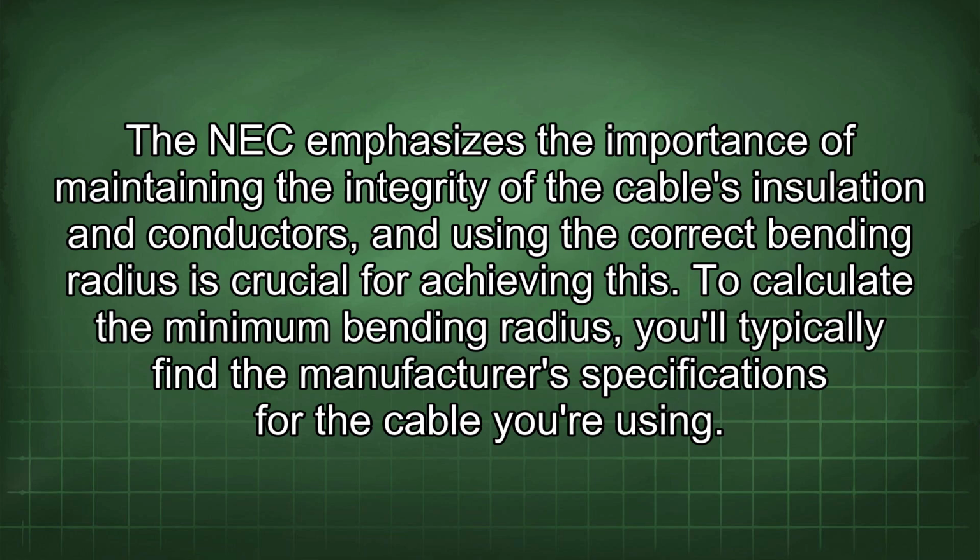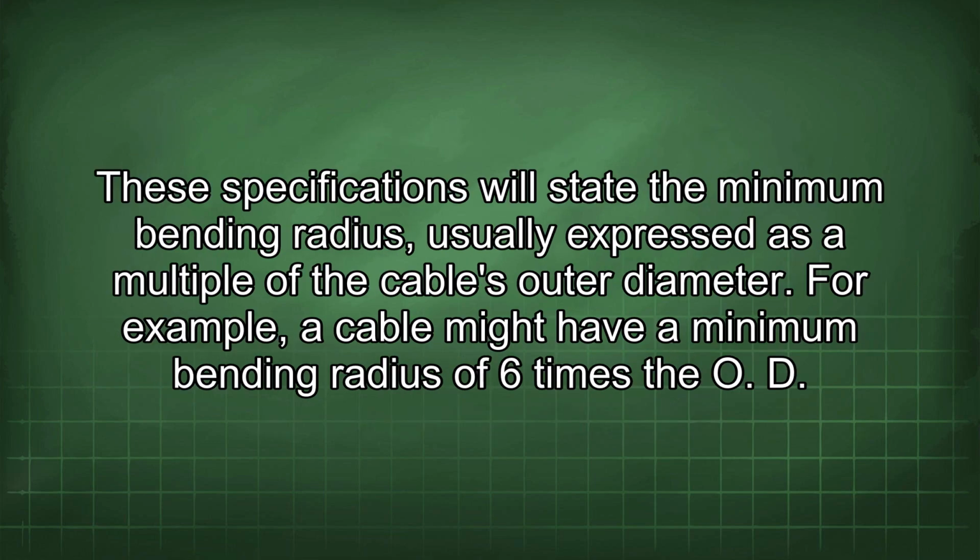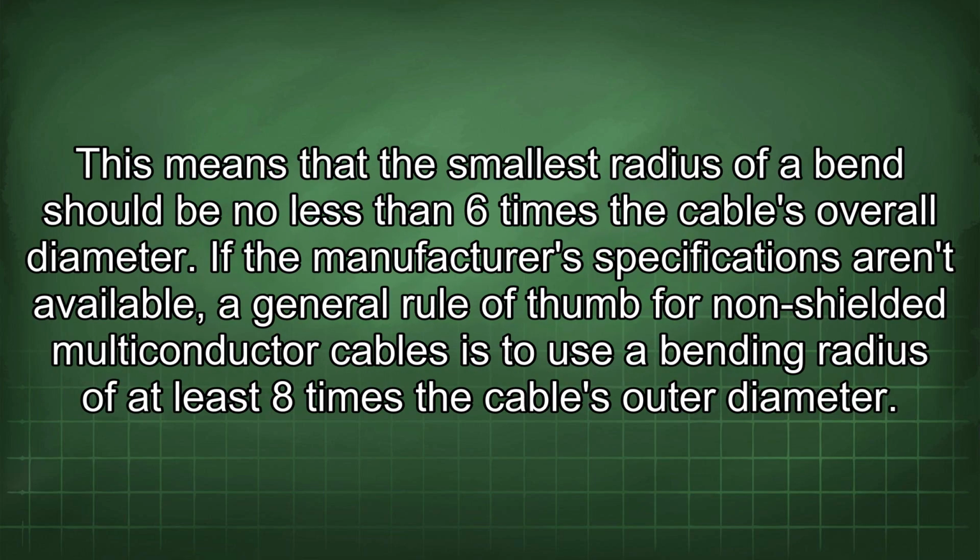To calculate the minimum bending radius, you'll typically find the manufacturer's specifications for the cable you're using. These specifications will state the minimum bending radius, usually expressed as a multiple of the cable's outer diameter. For example, a cable might have a minimum bending radius of 6 times the OD. This means that the smallest radius of a bend should be no less than 6 times the cable's overall diameter.